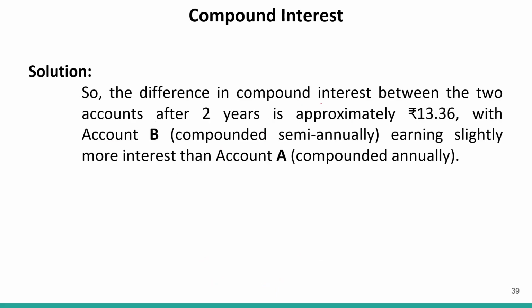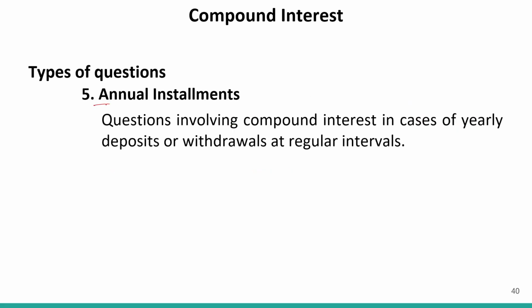So the difference in compound interest between the two accounts after 2 years is approximately 13.36 with account B, okay, earning slightly more interest than account A, that is being compounded annually. So let's see the fifth kind of question, that is annual installments.